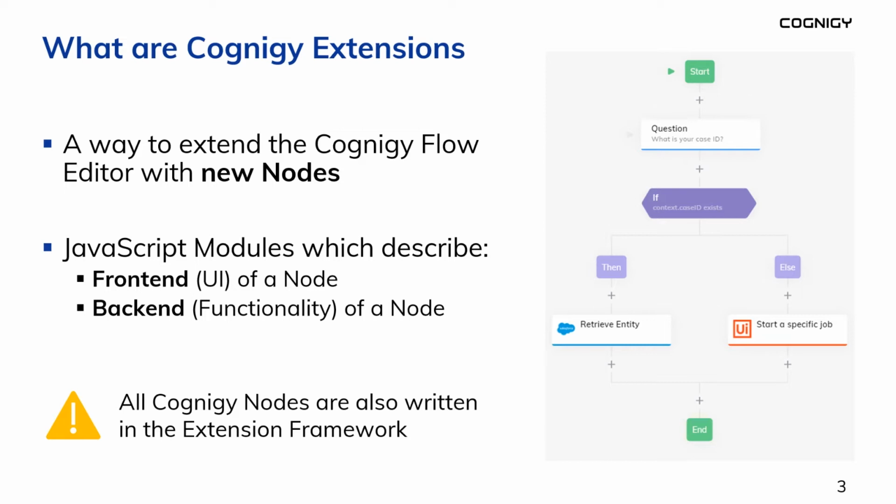Under the hood, extensions are JavaScript modules which describe two things. They describe the front end or the user interface of a node and the back end, which is the functionality of a node. The front end definitions create the fields that you see in the flow editor, and the back end functionality is what's being executed when the node is hit during the execution of a Cognigy flow.